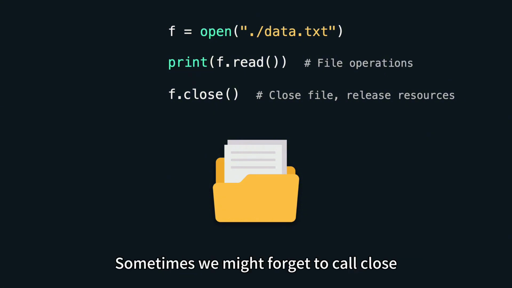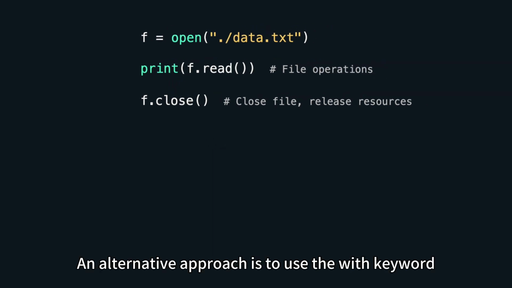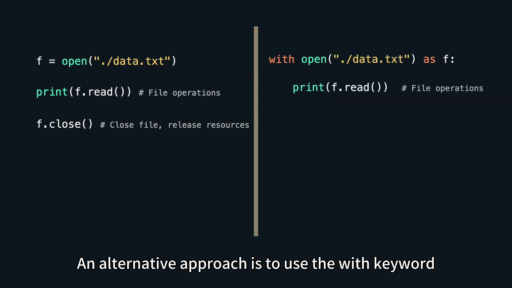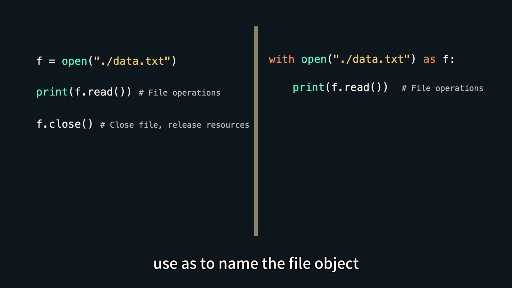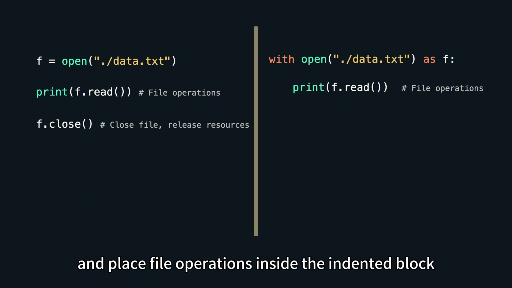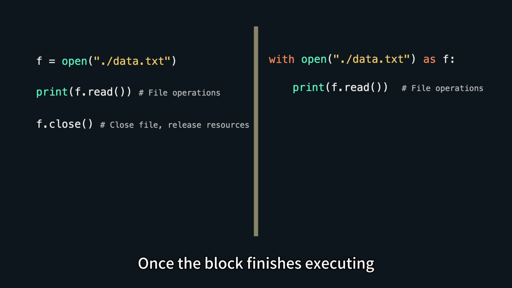Sometimes we might forget to call close. An alternative approach is to use the with keyword. With with, you call open, use as to name the file object, and place file operations inside the indented block. Once the block finishes executing, the file is automatically closed.